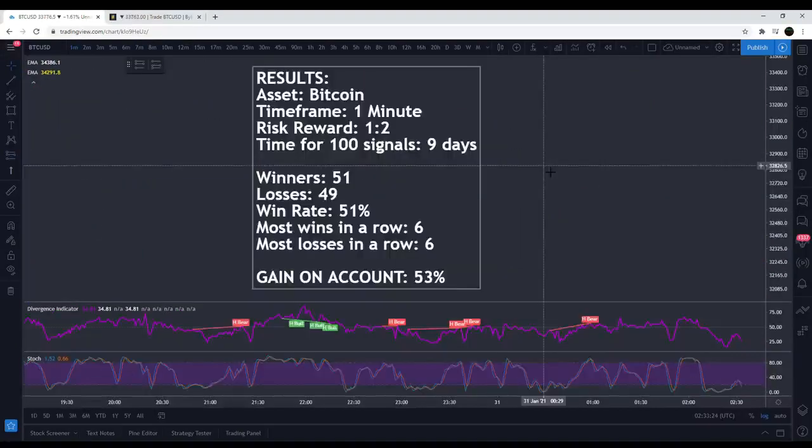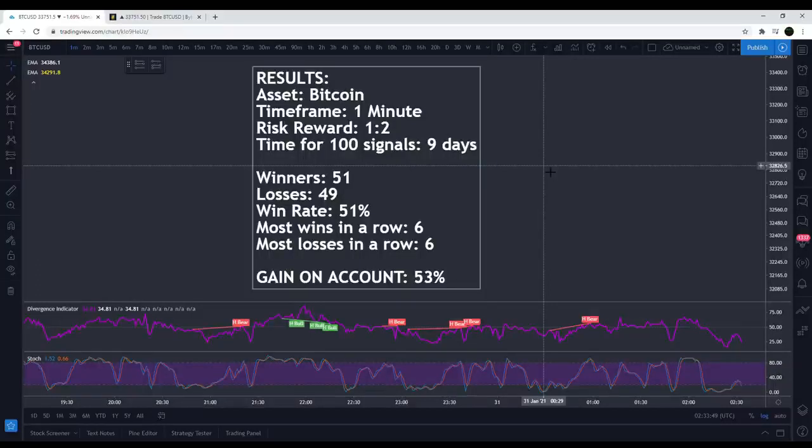All right, the results are in after the 100 back tests on Bitcoin's 1-minute chart, and it only took 9 days of price data to find the 100 signals. This strategy did very well using a 1-to-2 risk-reward ratio. There were 51 winners, 49 losses, giving it a 51% win rate. The most wins in a row was 6, and the most losses in a row was also 6.